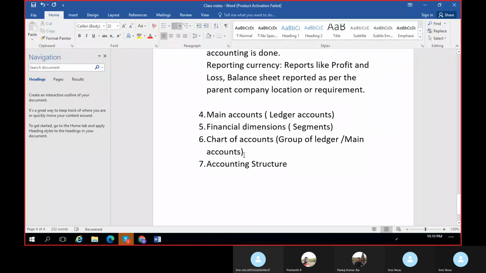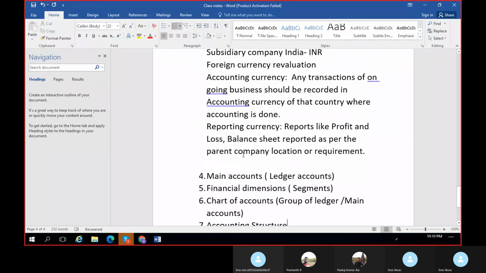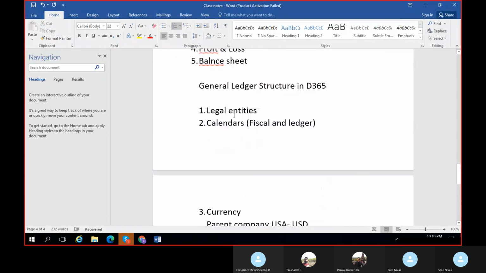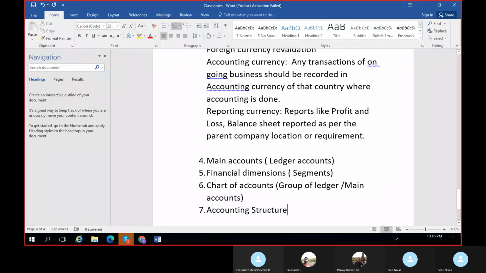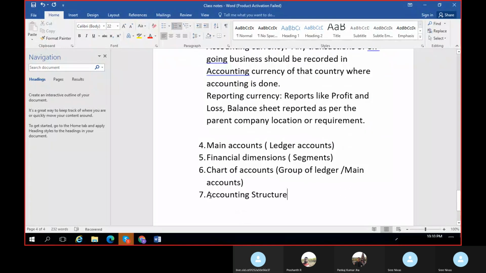But how are you going to link them? All the above six configurations, you'll have to connect to each other. Unless you connect all these six, the accounting structure is not going to start. The accounting structure is nothing but a string.